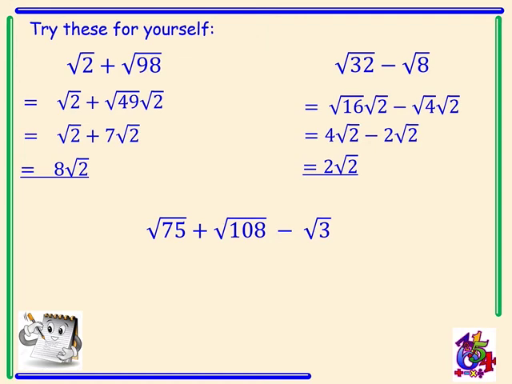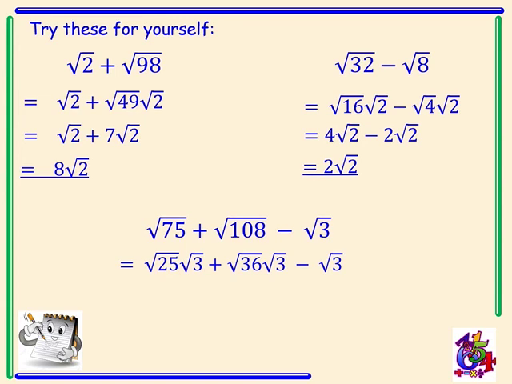And final example, root 75 and root 108 can both be simplified. A little clue is we're subtracting a root 3 at the end. So normally if we're subtracting a root 3 at the end, 3 will be a factor of 75 and 108. Now the biggest square number that will go into 75 will be 25, so 25 times 3 is 75. And then the biggest square number going into 108 is 36. So 36 times 3 gives us 108. And both 36 and 25, because they're square, we can simplify them.